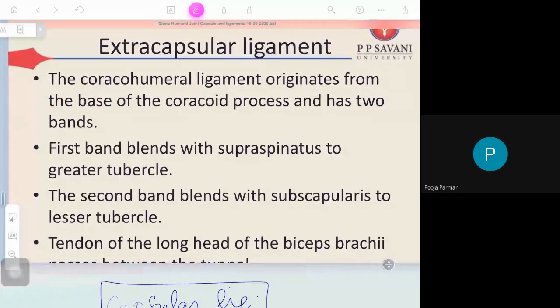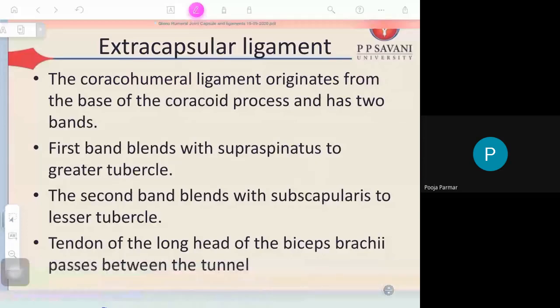The extracapsular ligament originates from the base of the coracoid process. What is the name of the extracapsular ligament? Coracohumeral ligament. So where is it attached? Last point, I will tell and I will finish. This coracohumeral ligament has two bands. It has two parts.